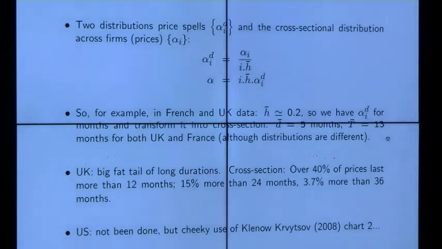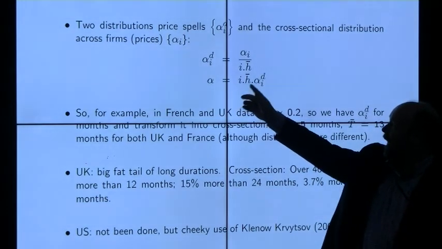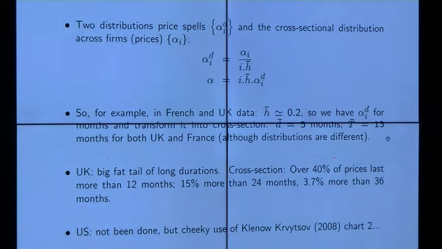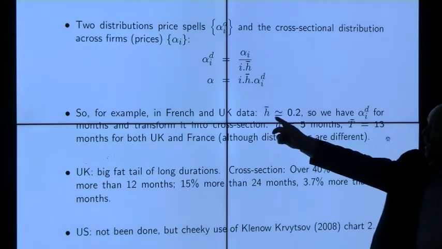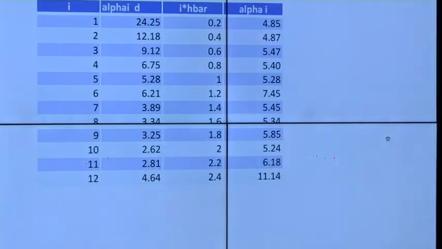And what matters is I, the length of the duration, and H bar, the frequency, the proportion of firms changing price each month. So for example, in the UK data, H bar, the proportion of firms changing price, is 0.2. And we have a distribution of durations, and we can move from one to the other. I'll just show you this. It's probably easier if I do it like here.